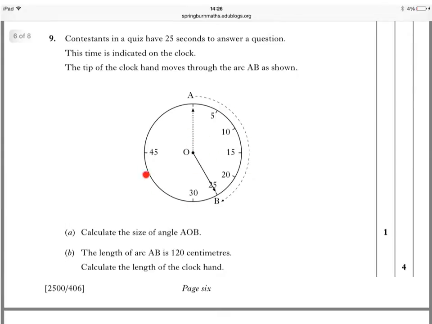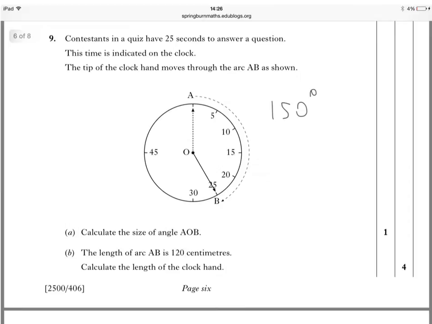Well, we know that a full turn is 360 degrees. We know that a quarter turn is 90 degrees. Now we can see that we've got 3 divisions within a quarter turn. So 3 divisions within a 90 degree turn means that each one of these is 30 degrees. So this angle here will be given by 30, 60, 90, 120, 150 degrees. That's pretty simple. And part A is 150 degrees.